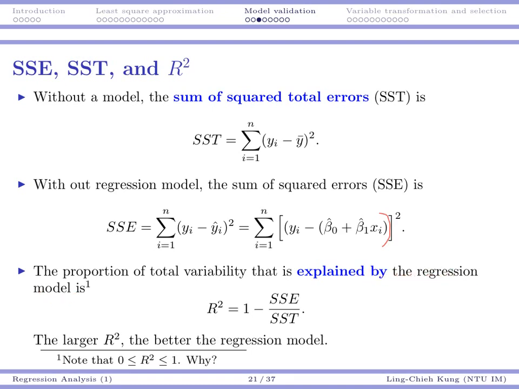Okay, it may be 60%. That means 60% of the variability can be explained by our model. 40% are still random noise that we cannot control. If R-square is 80%, that's even better, because only 20% are random noise that we cannot explain. So the larger the R-square, the better the regression model.